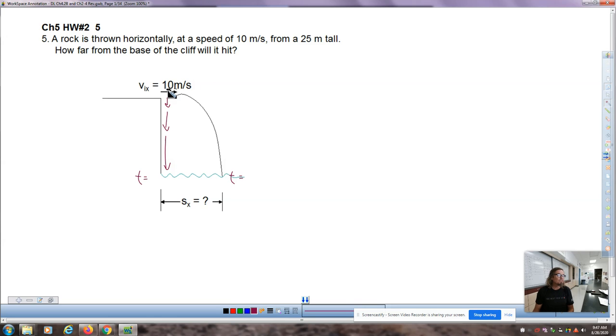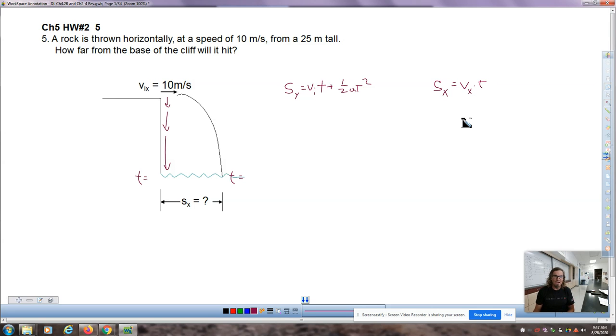That Vi is horizontal. It does not get to go into this equation, Vit plus 1/2 at squared. Don't make that mistake on your test, okay? So make that look a little bit better. The Vit term is only for when we now go to S in the X direction equals V in the X direction times T.